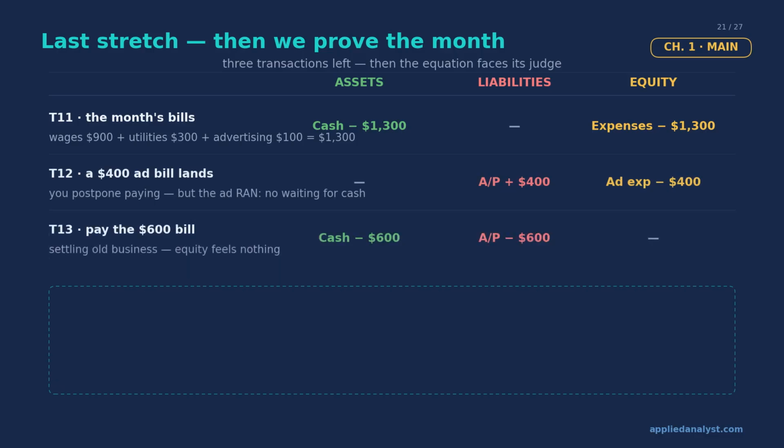Transaction 13, you pay the $600 you owed for supplies. Cash down $600. Accounts payable down $600, and equity feels nothing. You're settling old business. Now we prove it.